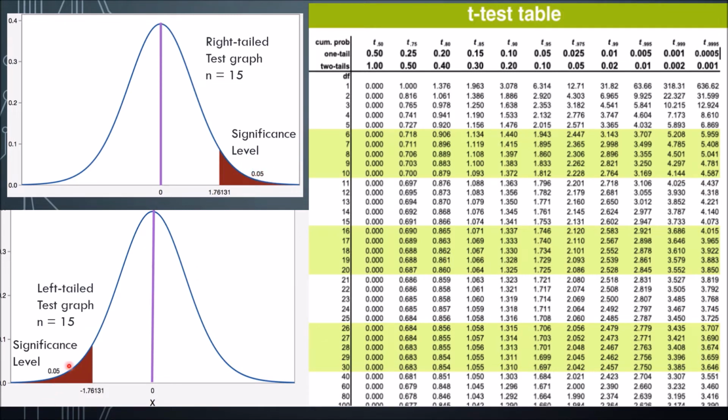Same thing with the left tail. The area of this shaded part is 0.05 as well, and the t-score is negative 1.761 because it's on the left side of the graph.